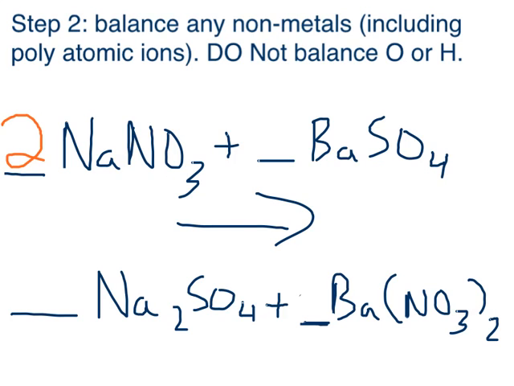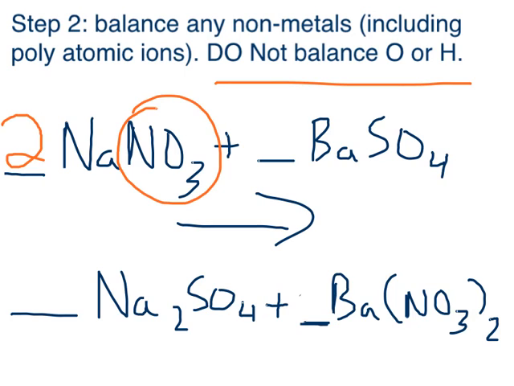Step 2 is to balance any nonmetals, including polyatomic ions. However, you're not supposed to balance any oxygens or hydrogens. Now, the exception, of course, is that as you balance your polyatomic ions, you may actually also be balancing some oxygens and hydrogens. That's fine. When I say don't balance the oxygens or hydrogens, I mean the ones that are in things like water or other compounds like carbon dioxide, or simply by themselves, hydrogen or oxygen when they're written by themselves. Don't balance those guys until later on. But go ahead and balance your polyatomic ions.